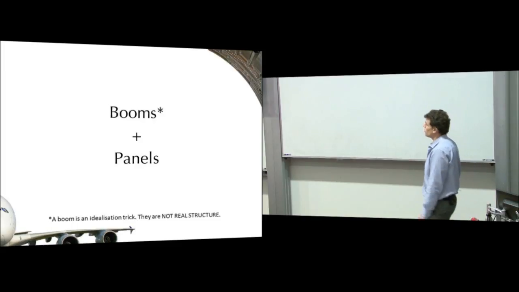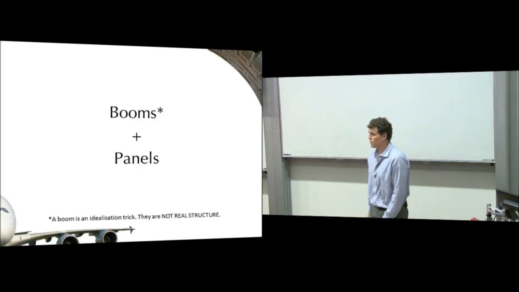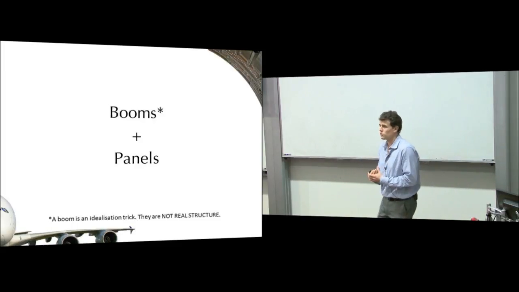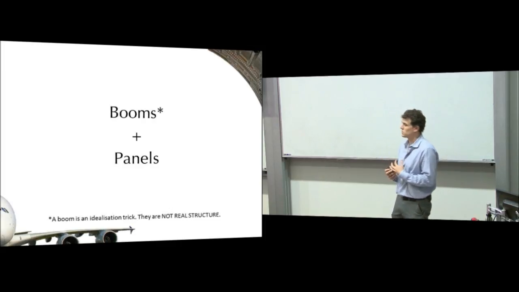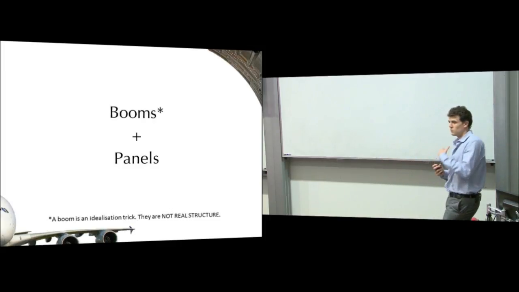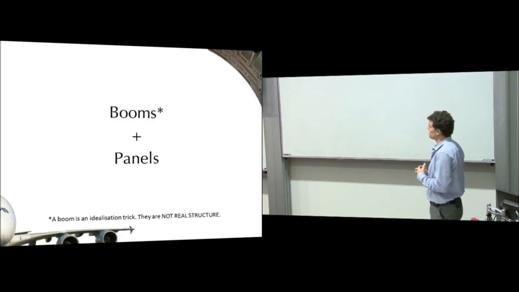Now, we have to remember that these are not real structures. They're just an idealization trick. They're a tool that we use to make our calculations a bit easier. If I see in the exams that you say, if I ask you what a piece of aircraft structure is and you say a boom, then that's automatically incorrect because there is no such thing as a boom in aircraft structure. It's really just a trick that we use. Okay.